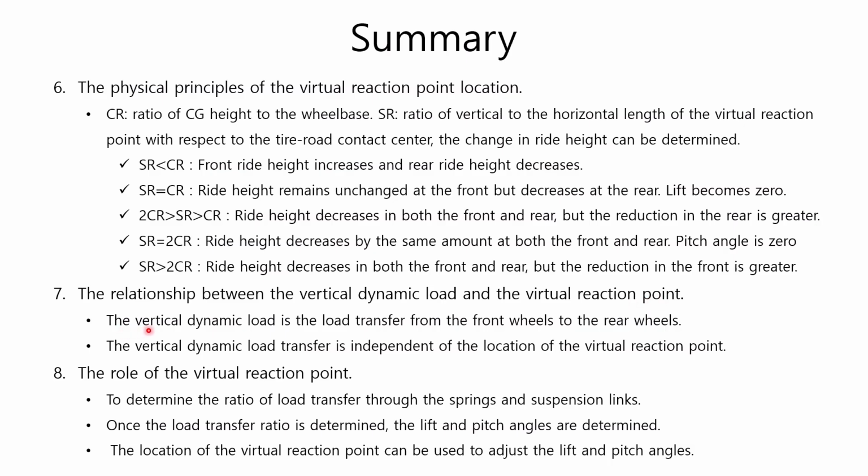The vertical dynamic load is the load transfer from the front wheels to the rear wheels. The vertical dynamic load transfer is independent of the location of the virtual reaction point. The role of the virtual reaction point is to determine the ratio of load transfer through the springs and suspension links. Once the load transfer ratio is determined, the lift and pitch angles are determined. The location of the virtual reaction point can be used to adjust the lift and pitch angles.